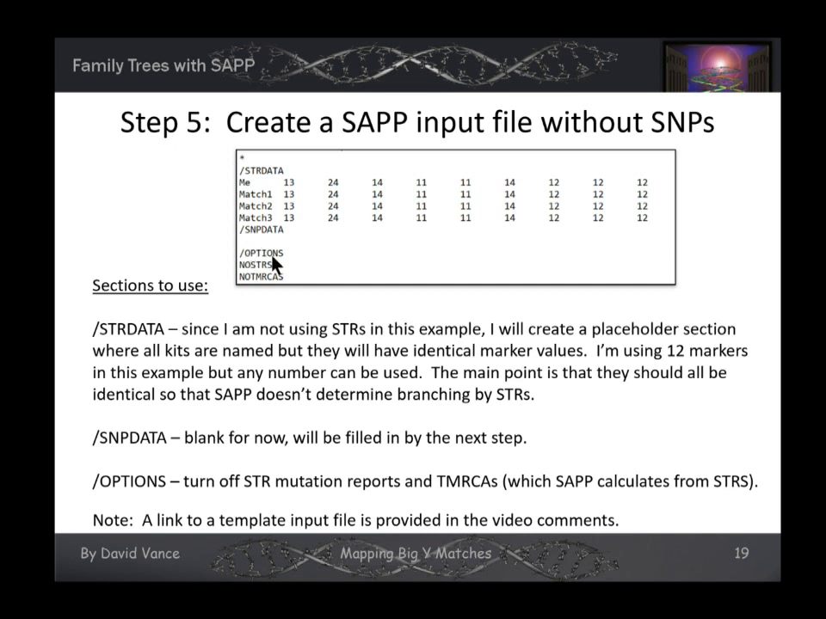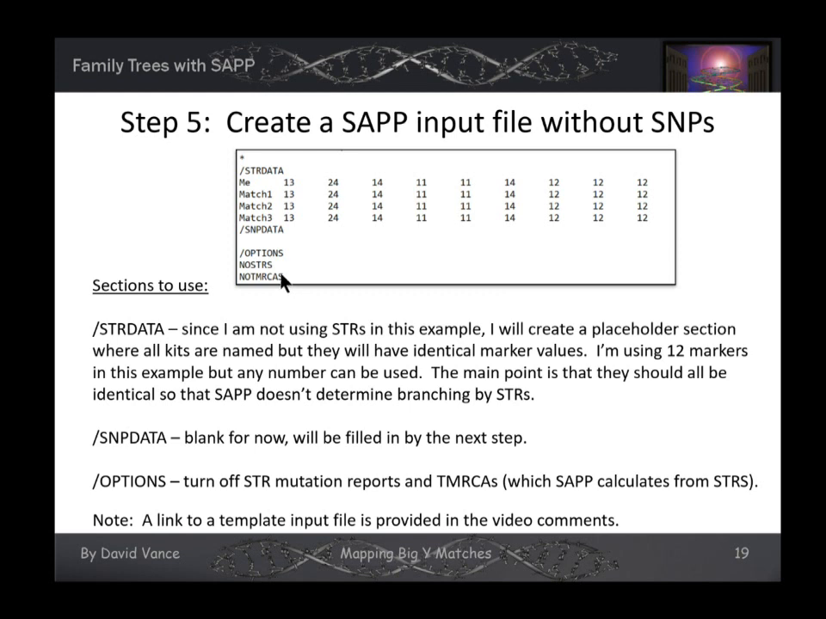And in the options section, I'm going to turn off the reporting of STR mutations, since STR mutations aren't going to matter for this exercise. And I'm also going to turn off the calculation in SAPP of TMRCAs. That's based on STRs.